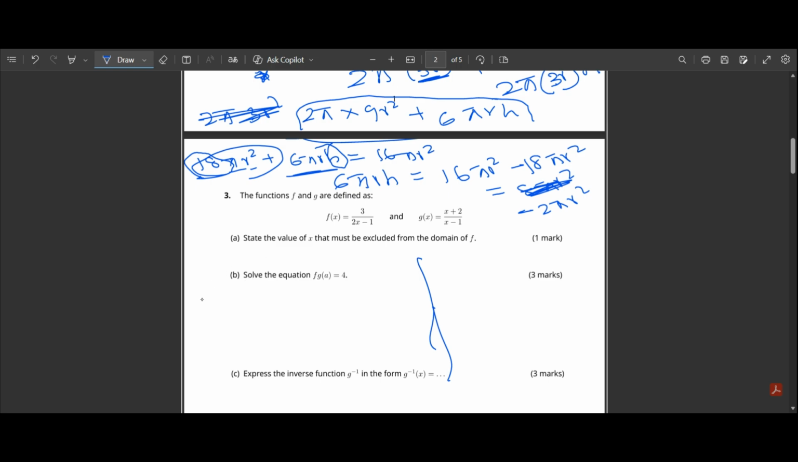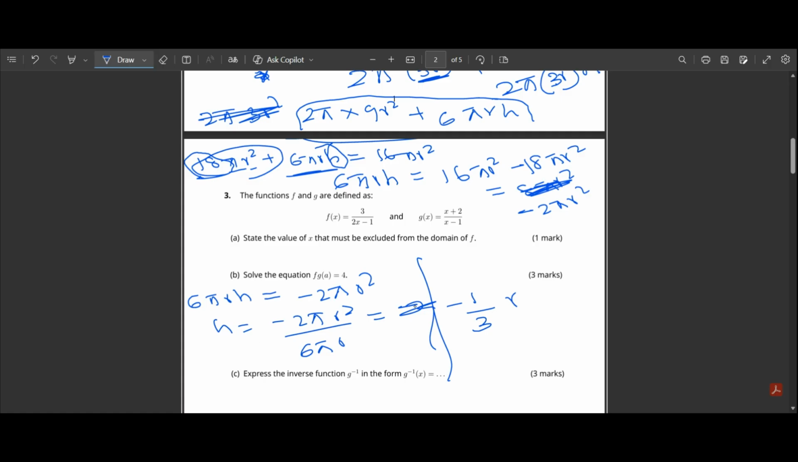So it is 6 pi r h is equal to, so this is 18, no? So 16 pi r squared minus 18 pi r squared is minus 2 pi r squared. So h is equal to minus 2 pi r squared divided by 6 pi r. So it is equal to minus 1 over 3 r. So h is equal to minus 1 over 3 r.